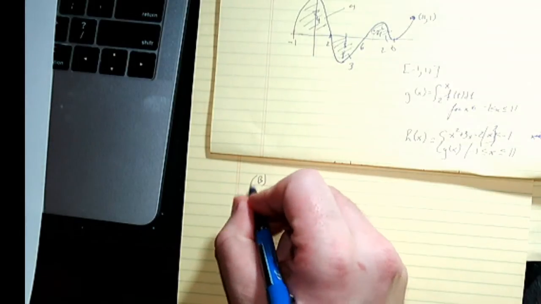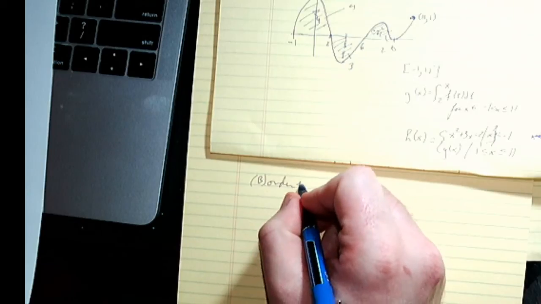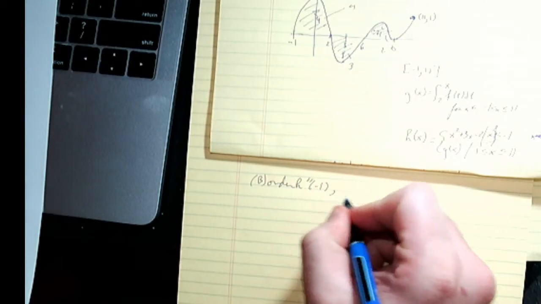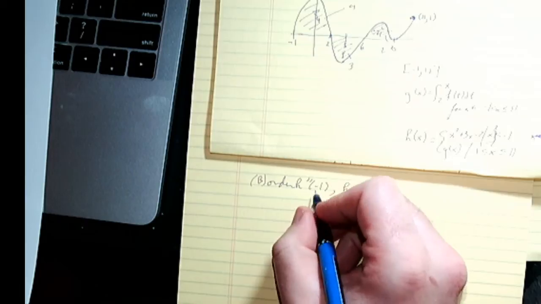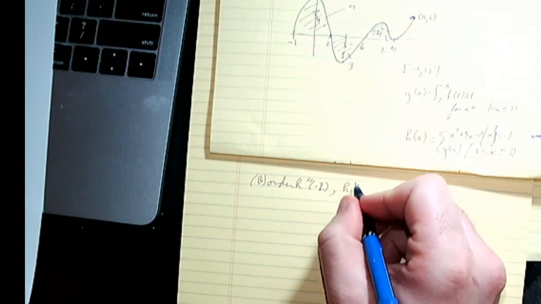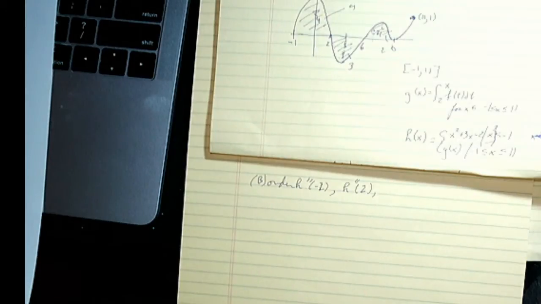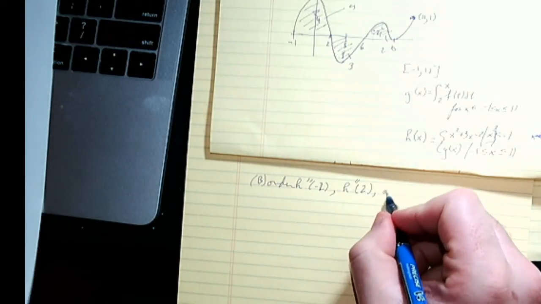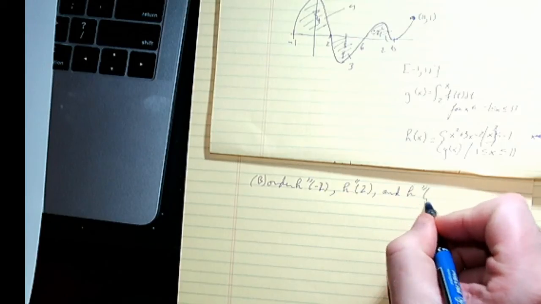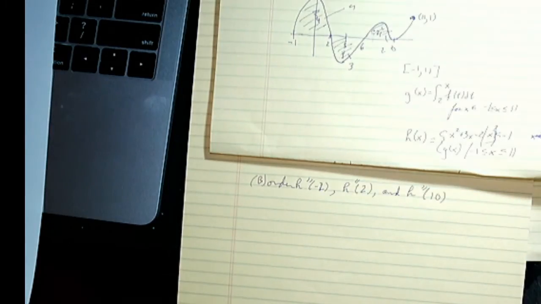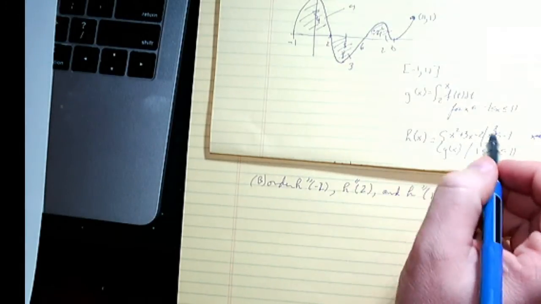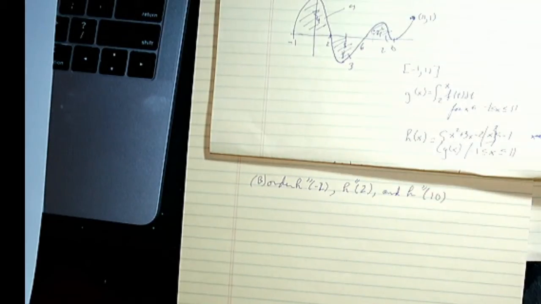B says order h double prime of minus 2, h double prime of 2, and h double prime of 10 from smallest to largest. How do we find these? Well, this one's interesting. H double prime of minus 2, that's in the region where h of x is just x squared plus 3x minus 2.